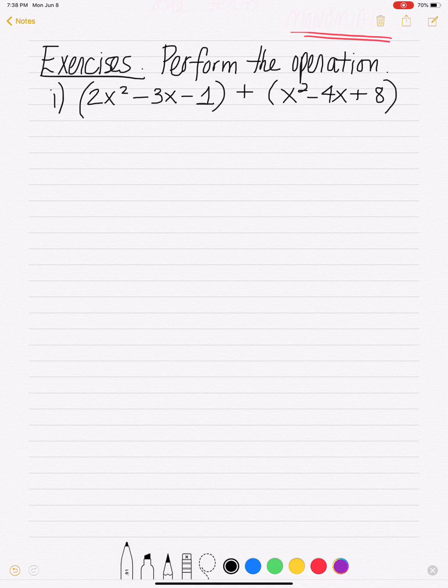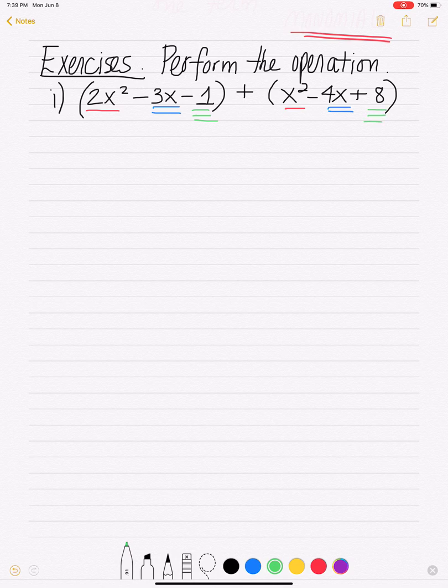Right, so we've got two polynomials. The first polynomial has how many terms? It has 3, right? It has the square term, then it has the x term, and then it has the constant. The constant is just the number there by itself. And the second polynomial, notice, has a square term. It has an x term, which is minus 4x, and it has a constant term, which is just 8.